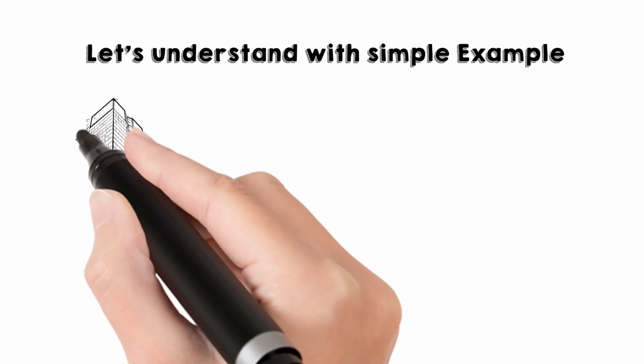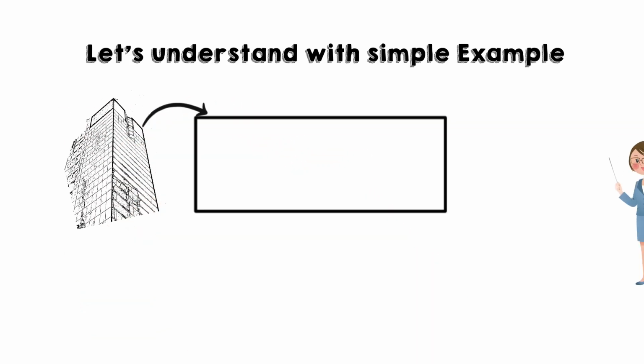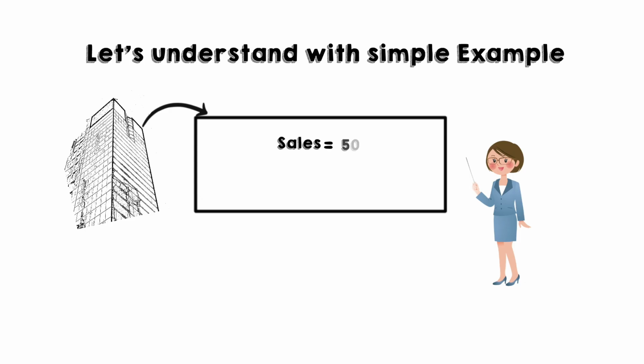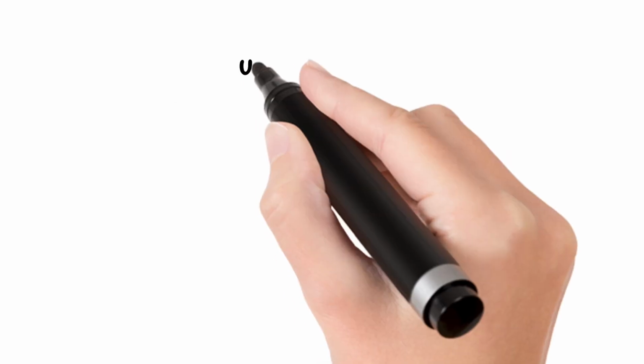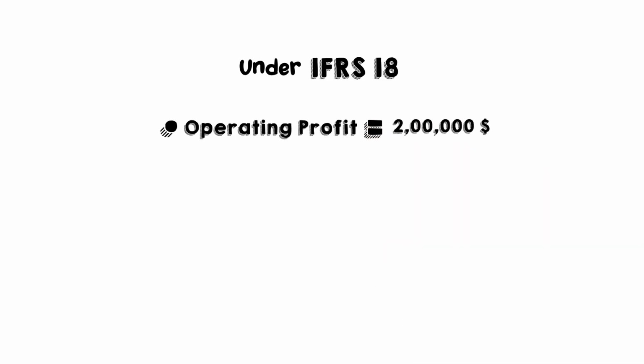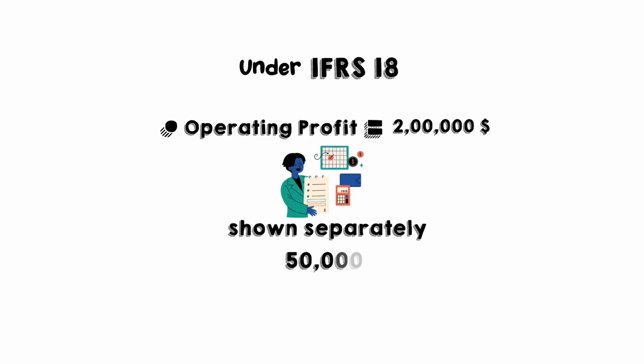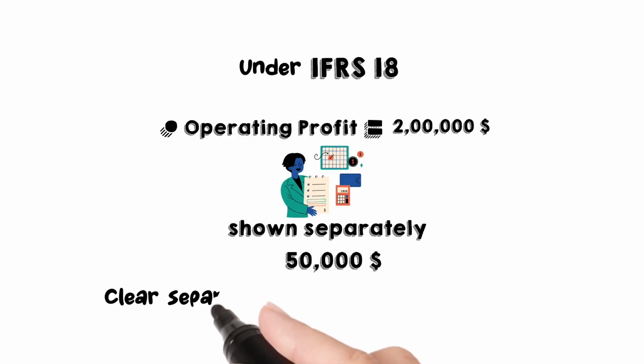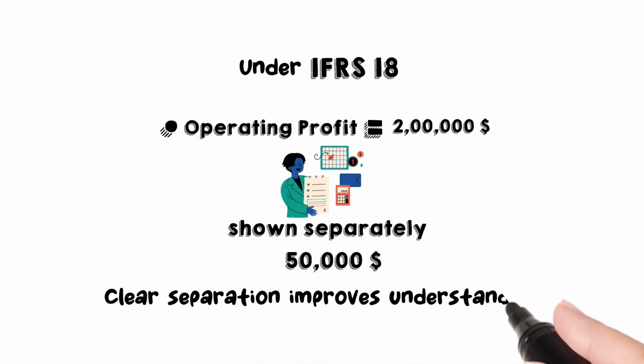Let's understand with a simple example. Suppose a company reports sales $500,000, expenses $300,000, interest $50,000. Under IFRS 18, operating profit equals $200,000. Financing cost, shown separately, $50,000. Clear separation improves understanding.